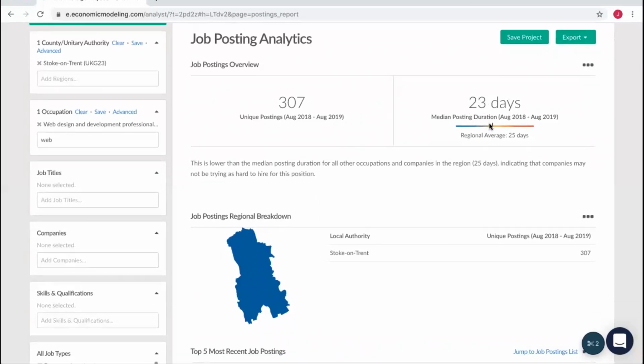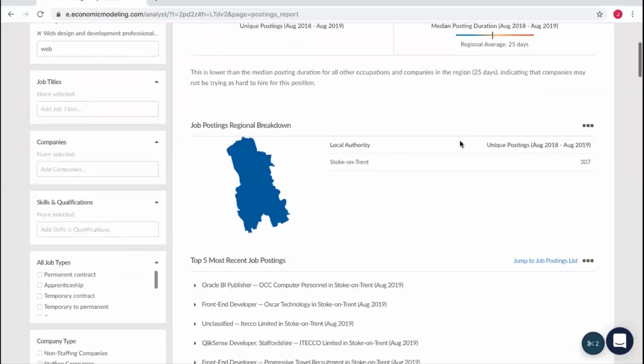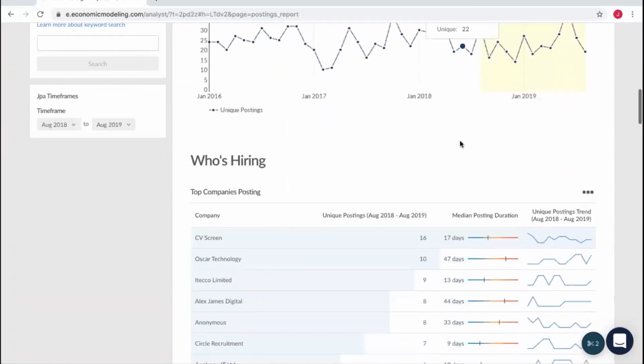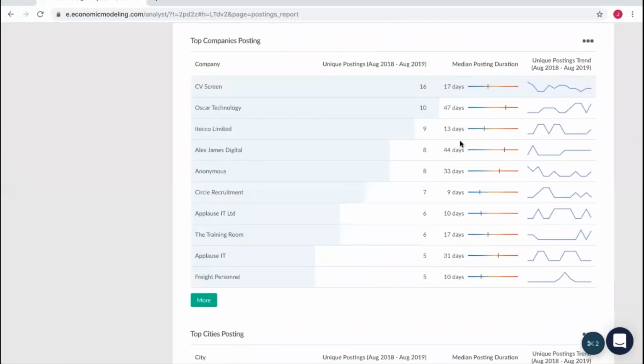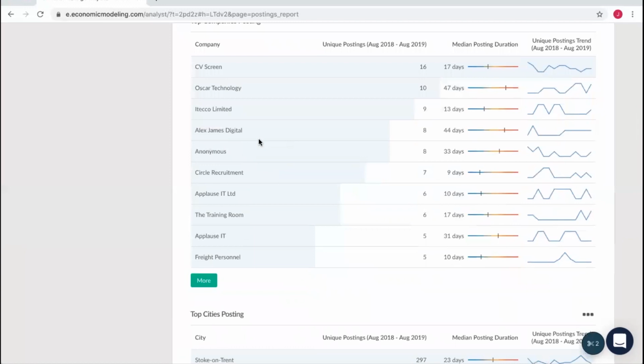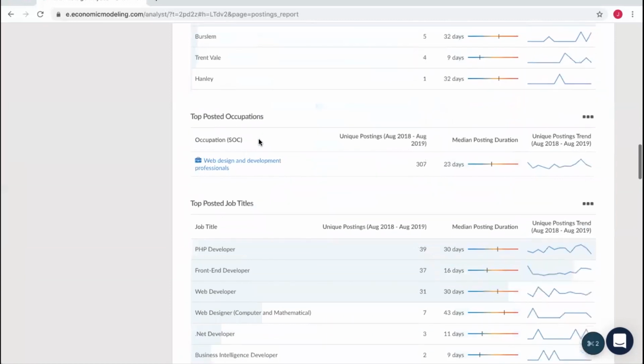Slightly lower than average in terms of median posting duration, so that suggests those are probably a little bit easier to fill in the local economy. I'm just going to scroll down most of these. Just to show you the top companies posting again, you start to get more idea here of the actual specific employers rather than recruitment agencies. Although clearly there are some recruitment agencies on there as well, but Alex James Digital, I don't know the area, but I would suggest that's probably a local company, and maybe Iteco Limited. So, again, are you working with those companies? Are you having conversations about what their skills demand is? Worth considering.